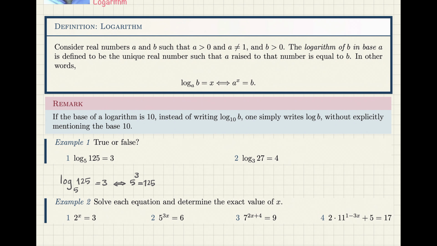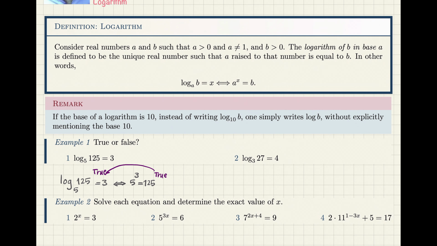This is an equality. It might be true, might be false. If it is true, we say that the logarithmic one is also true. If it is false, we say that it is also false. But I think you immediately realize that this is a true statement because 5 to the 3 means 5 times 5 times 5, which becomes exactly 125. So because this is true, I conclude that the logarithmic statement is also true.